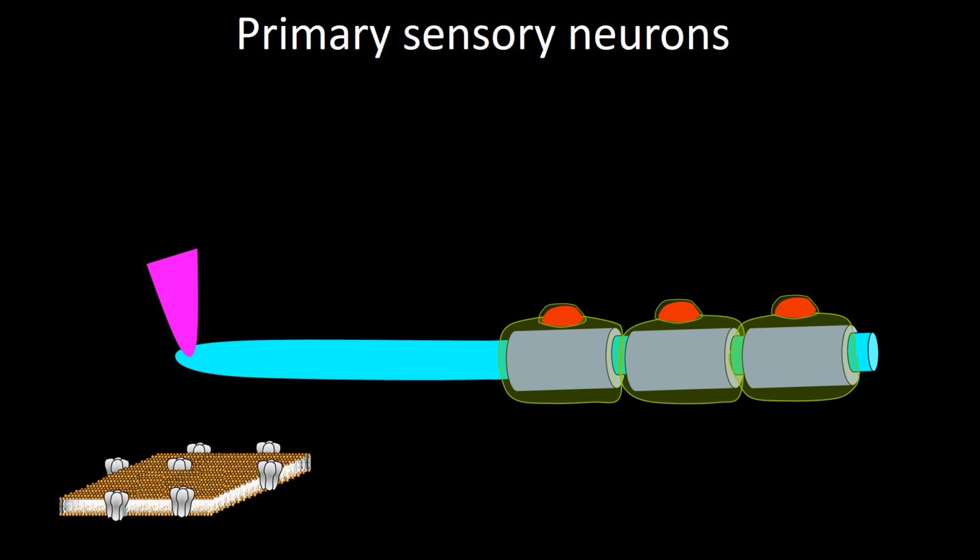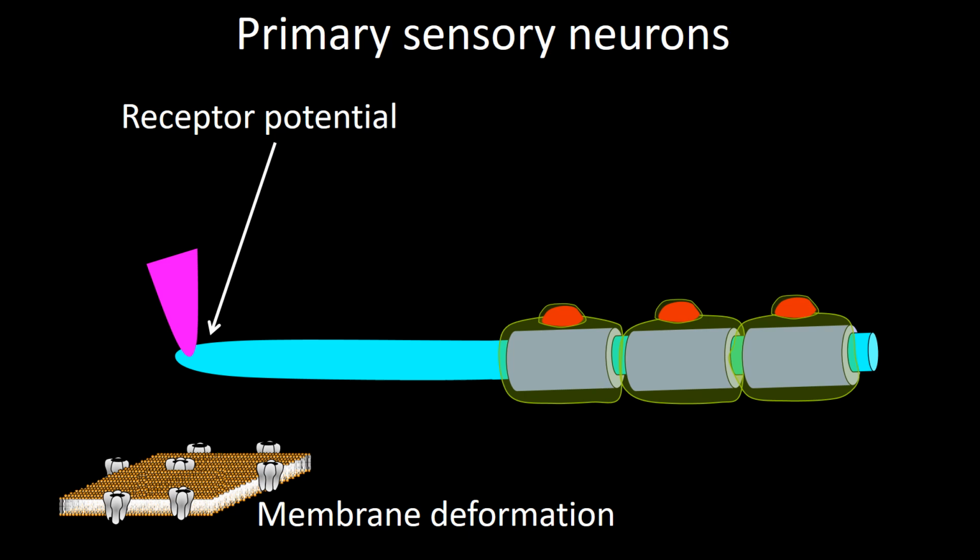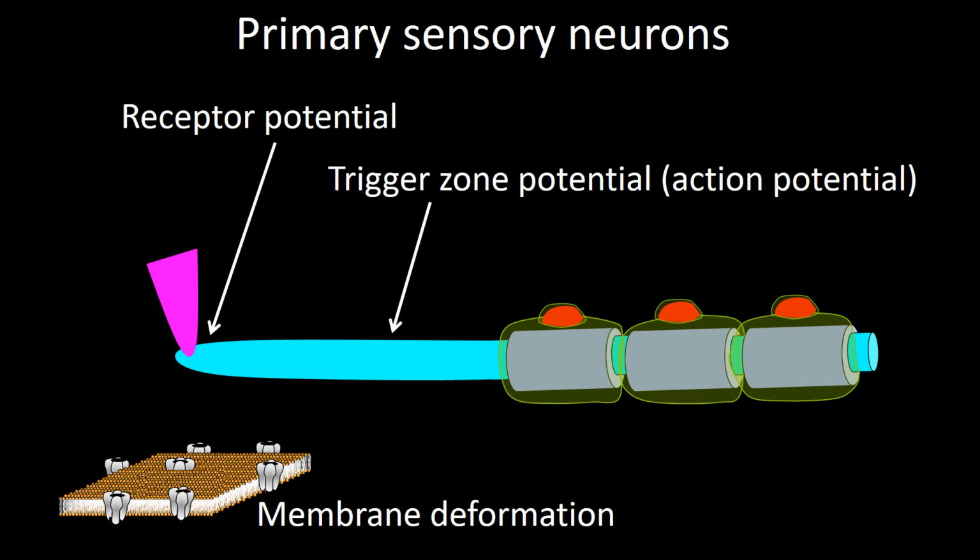Stimulus in the site will produce deformation of the membrane, leading to opening of channels as represented in this frame, and the production of a receptor potential. This potential is transmitted electrotonically to the trigger zone, where the step-by-step increase of membrane potential once threshold is reached will trigger an action potential.